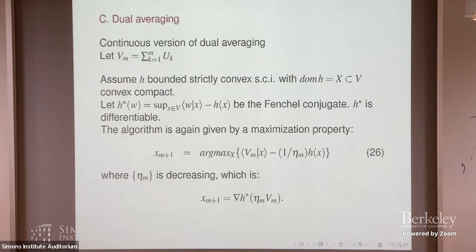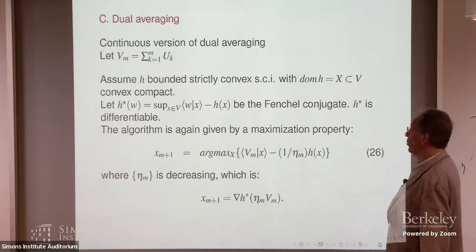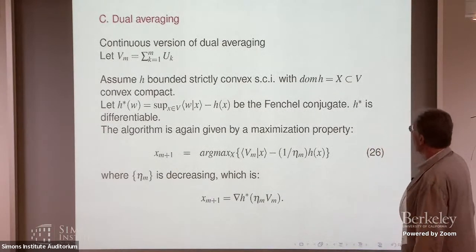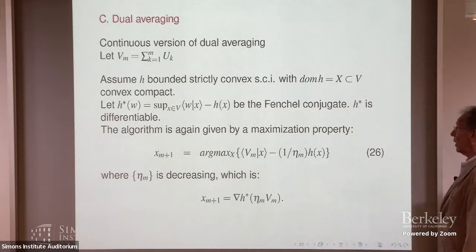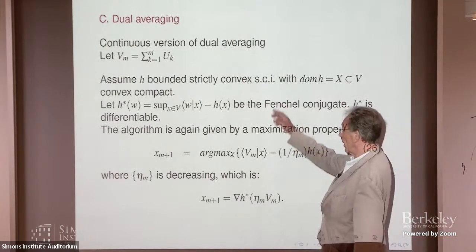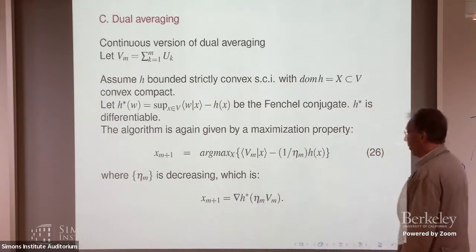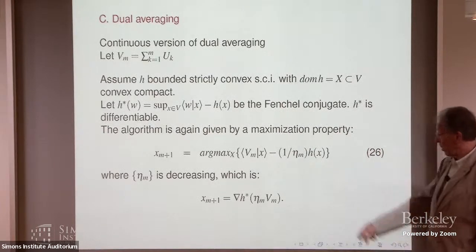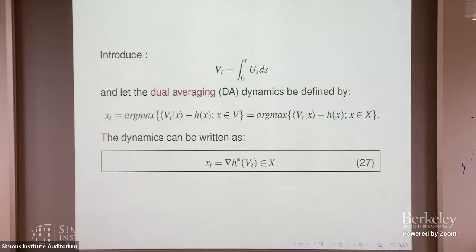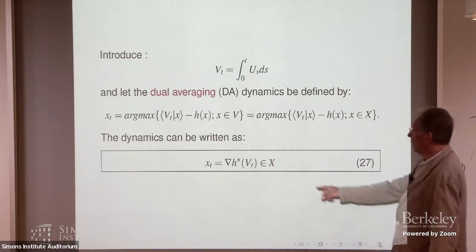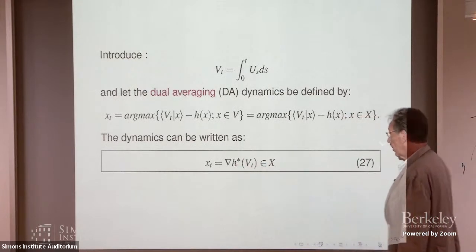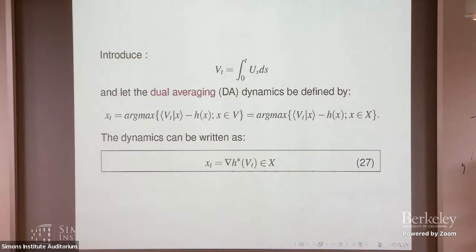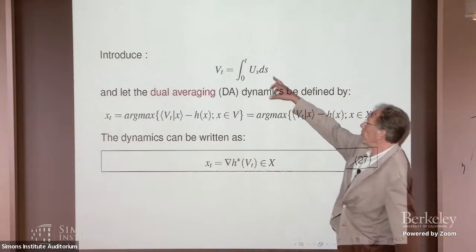So this implies immediately that you have convergence of the regret 1/T. Okay? And finally, for dual averaging, which is the continuous version of the Nesterov dual averaging, here you assume that h is bounded, strictly convex, where the domain is X. Okay? You look at the functional conjugate. This is in discrete time. Okay? Where you have a step size. The continuous time analogous is this. x_t is the gradient of the functional conjugate. V_t is the cumulative payoff.